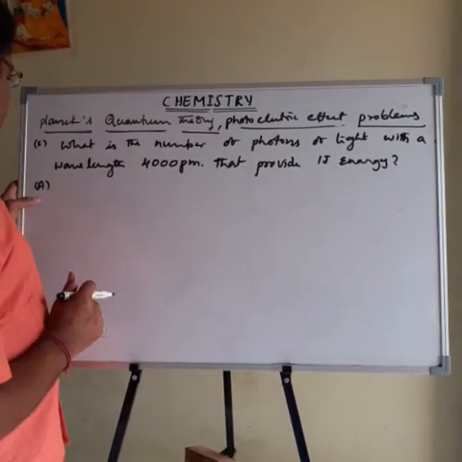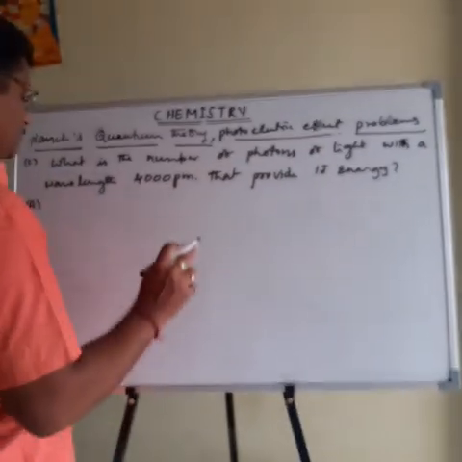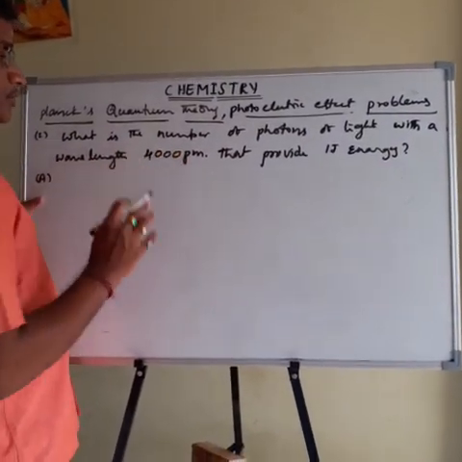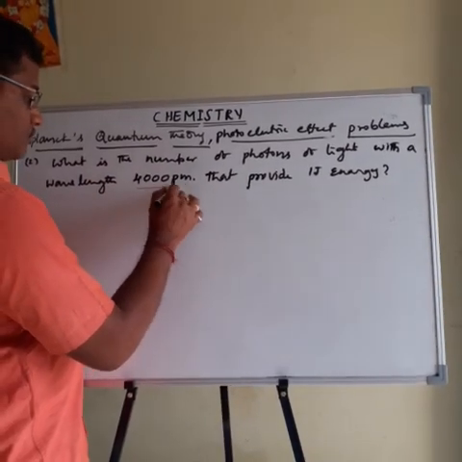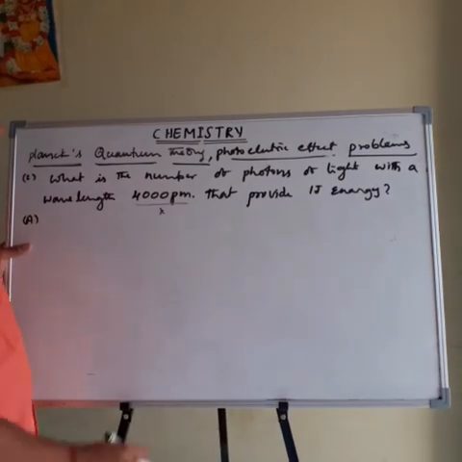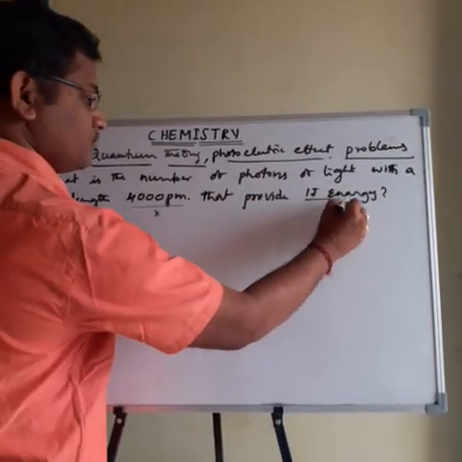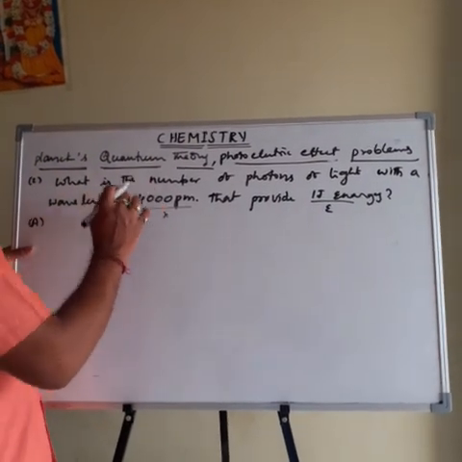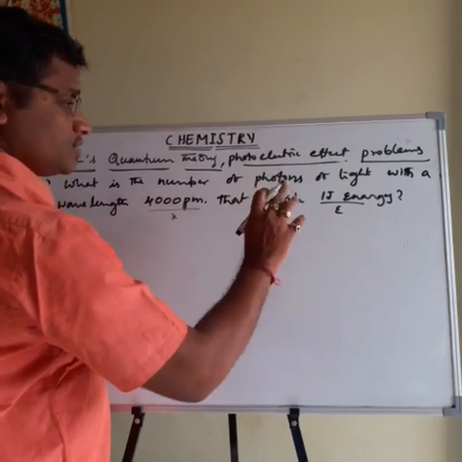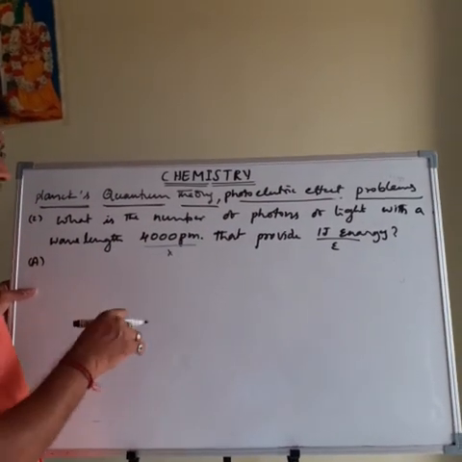Then see the second question. What is the number of photons of light with the wavelength 4000 picometer that provide 1 joule energy? The given wavelength lambda value is 4000 picometer. The given energy is 1 joule, the E value they have given. What we have to find out is the number of photons of light with wavelength 4000 picometer. Number of photons we have to find out.